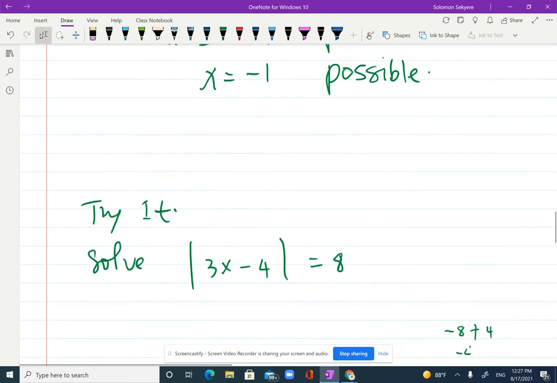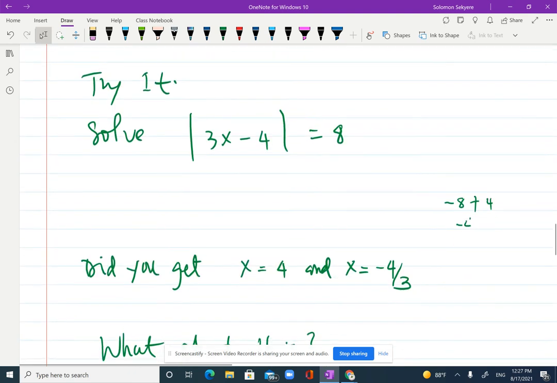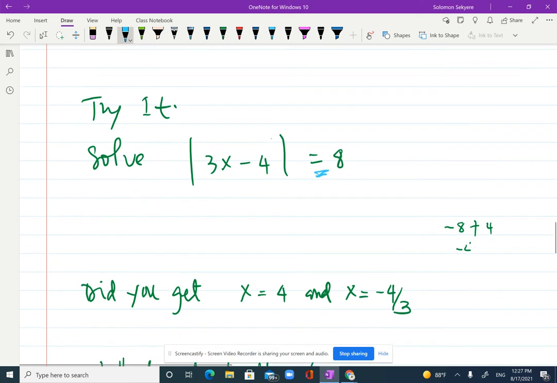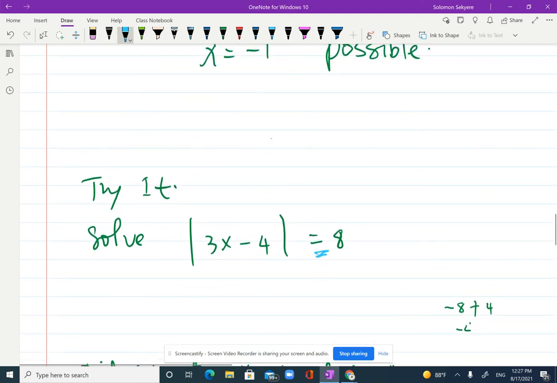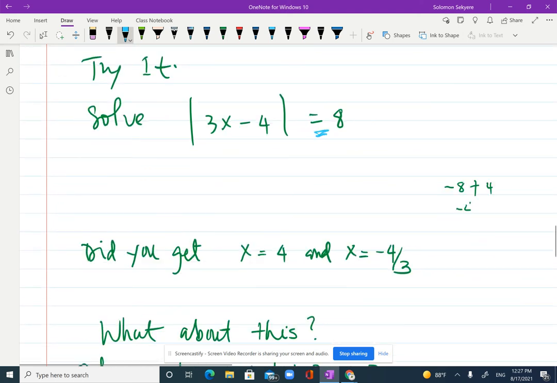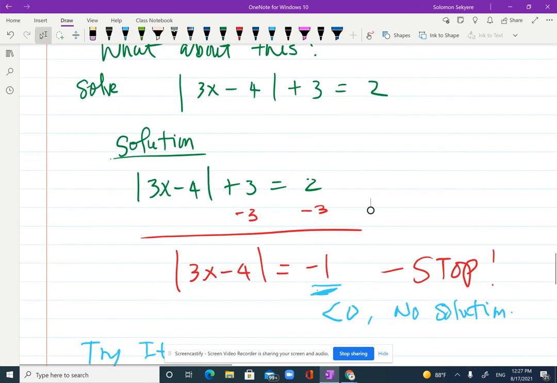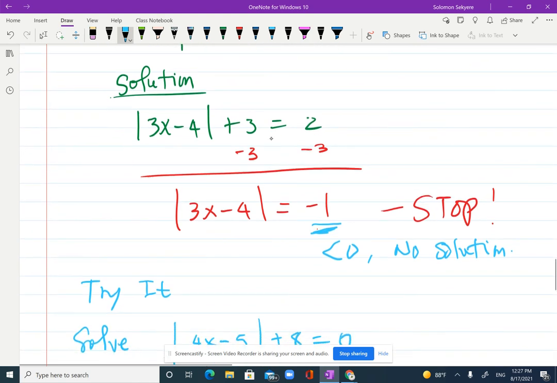Now I come over here. Try it. Solve this here. Pause the video, solve this, see the answers you're going to get, and then see if you got this. What about this equation here? We have the absolute value of 3x minus 4, plus 3, equals 2. Let's try to solve it.